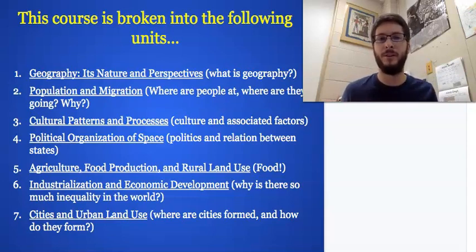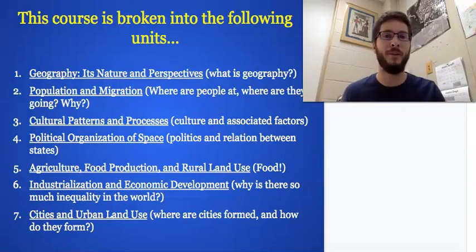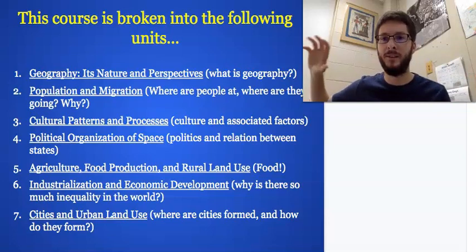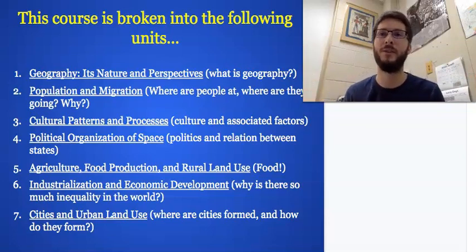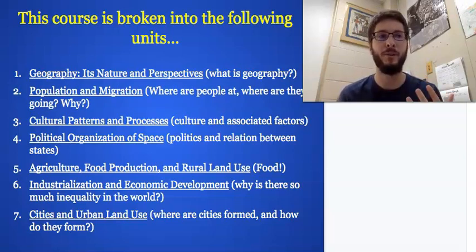And then industry, right? What is the industry of Russia? What does industry look like in Africa? What does it look like in the Great Lakes region of the United States? So what are these businesses looking like around the world, and what is the connection and interaction with all of that? And then lastly, we will be ending the course with a look at urban studies and seeing how cities sprouted up throughout the world.